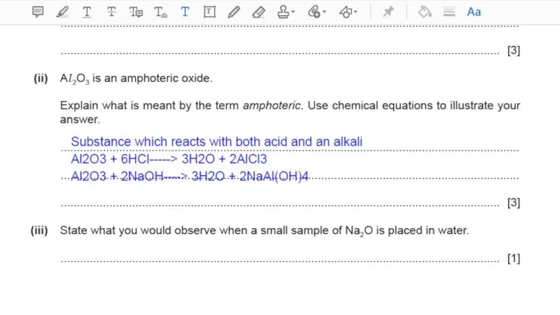Part 3. What you would observe when a small sample of sodium oxide is placed in water. So let's write the equation first. Sodium oxide reacting with water gives us sodium hydroxide. A solid will disappear. Solid sodium oxide will disappear because it has formed a highly alkaline solution.